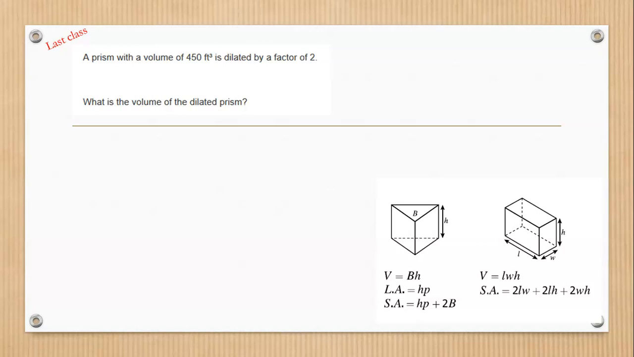Don't forget, at any point, since this is a recording, you can press pause, right? If you need to take any notes or you want to try it on your own, and then you can press play.